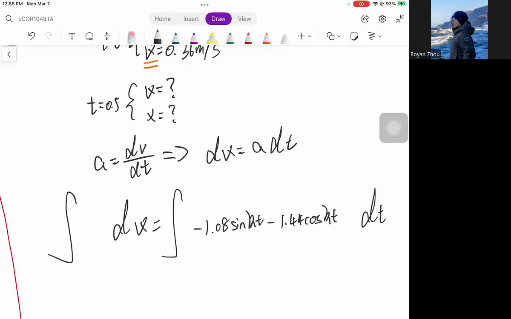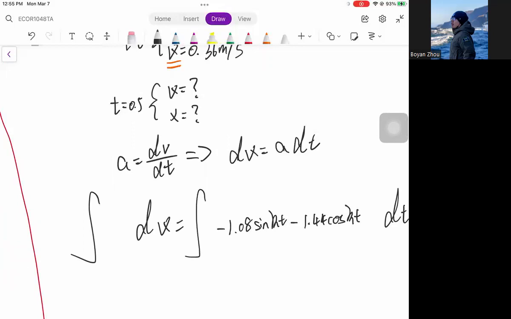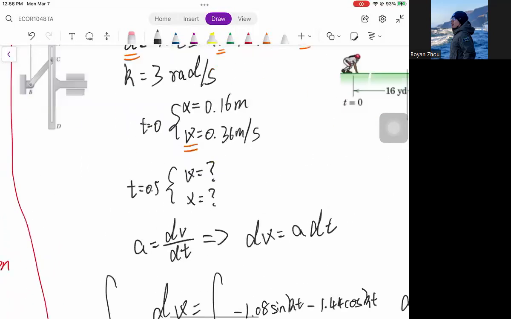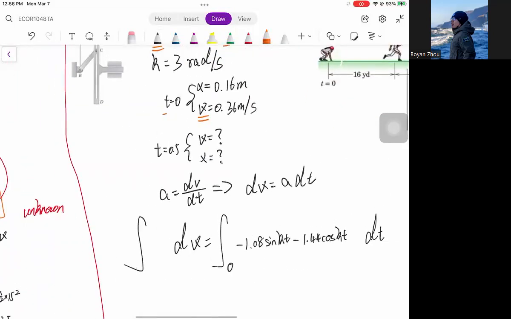Okay, so we have the equation and we're going to set up the boundary conditions. When the time is equal to 0, we know the velocity is 0.36. And when the time is equal to 0.5, we're looking for the velocity, which is going to be V naught.